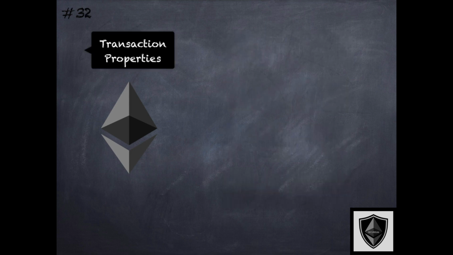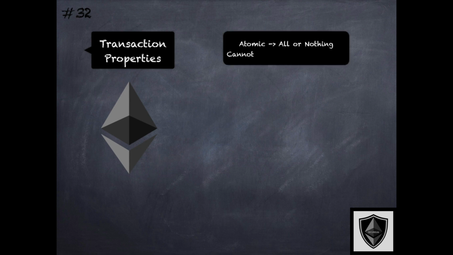Now, what are the properties of such transactions on the Ethereum blockchain? The first key property of such transactions is that they're atomic. And what this means is that they run from the beginning to the end completely. It's either all or nothing. So the side effects of the transactions are only reflected on the blockchain if they run to completion. But if they don't run to completion, nothing that they do is reflected on the blockchain. It's as if the transaction never happened.